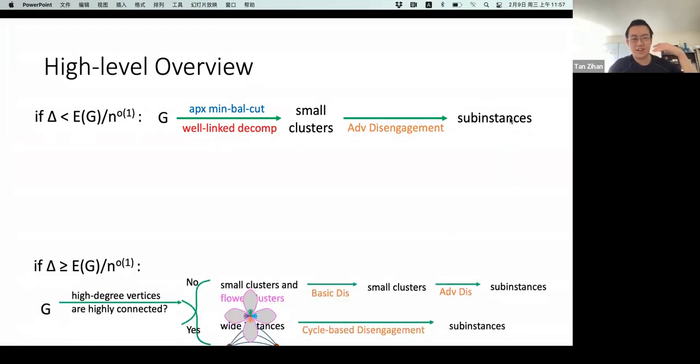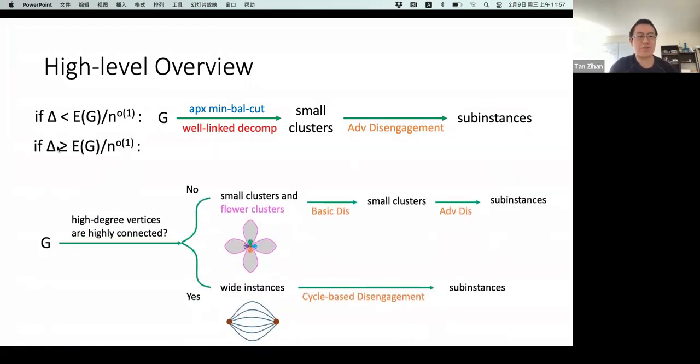Okay, and if the max degree is indeed crazy, we need a completely other type of arguments to get subinstances. I will not go into that detail, but just a very high-level overview. We ask if these crazy vertices are highly connected. If not, then we cut along small cuts and get either small clusters or flower clusters. And then we use basic disengagement to get small clusters, and we use advanced disengagement to get subinstances.